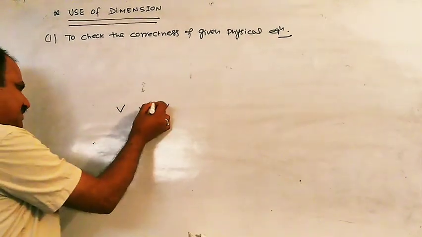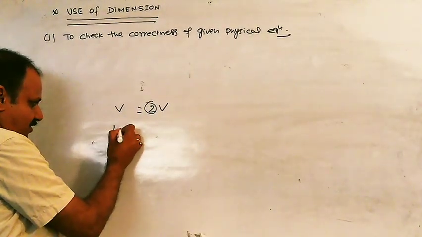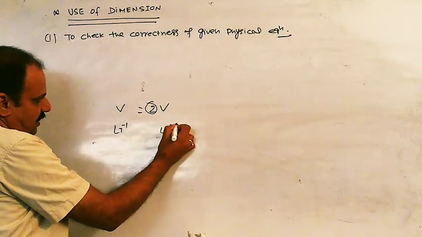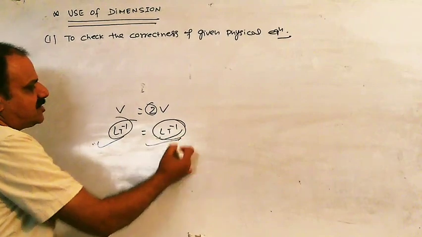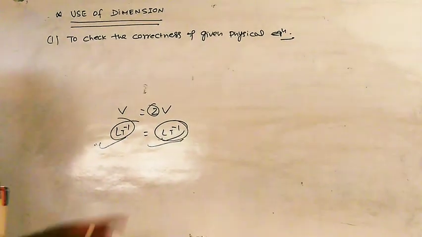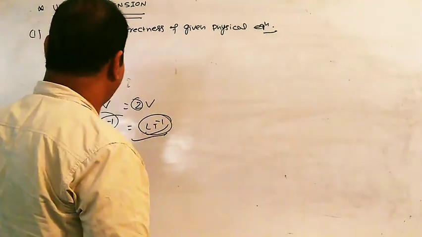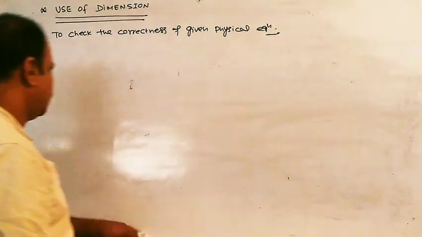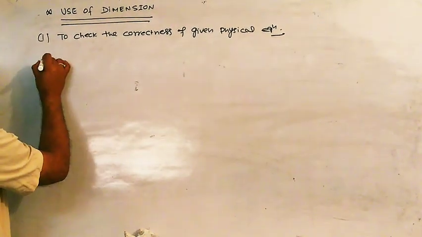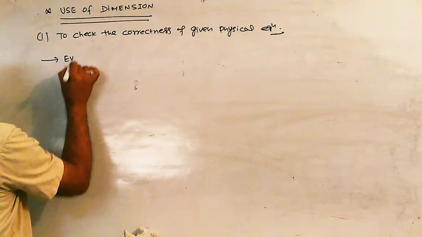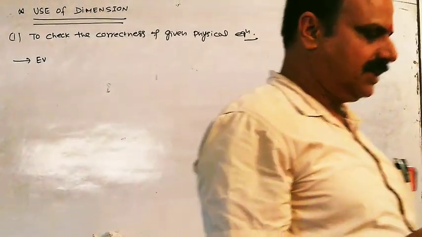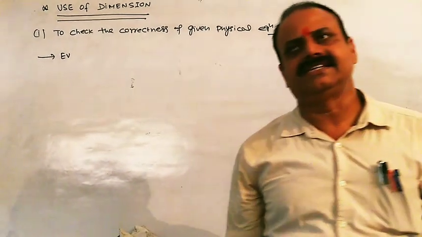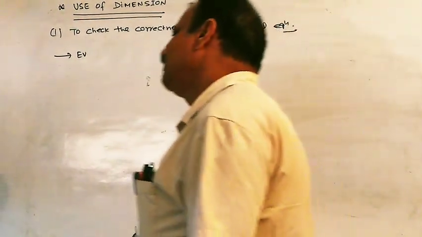And 2 is dimensionless character, so dimensional formula of velocity in this part LT inverse, here LT inverse. LHS का dimensional formula, RHS का dimensional formula दोनों equal है, तो ये physically correct होगा. That means every equation is physically correct if dimension of LHS is same as dimension of RHS.